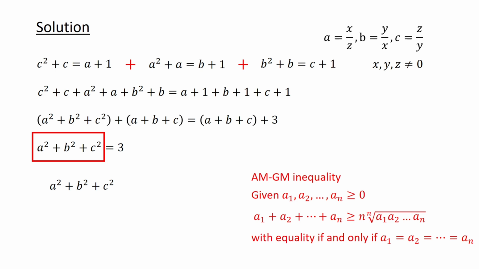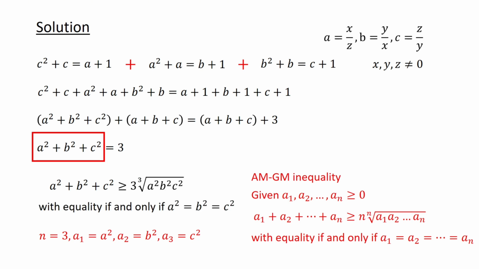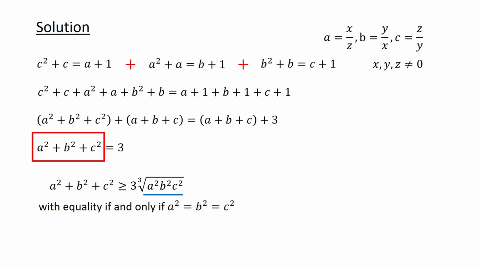For our case, n equals 3, a1 equals a squared, a2 equals b squared, and a3 equals c squared. So we have a squared plus b squared plus c squared is greater than or equal to 3 times the cube root of a squared times b squared times c squared, with equality if and only if a squared equals b squared equals c squared. To proceed further, we need to evaluate a squared times b squared times c squared.